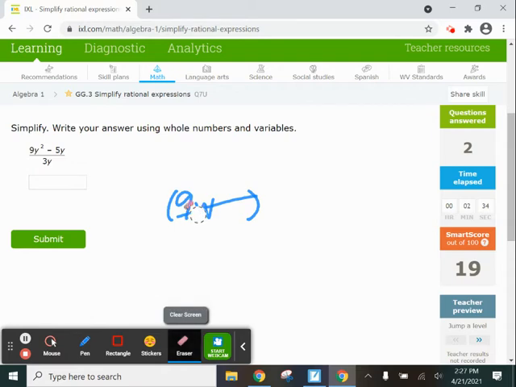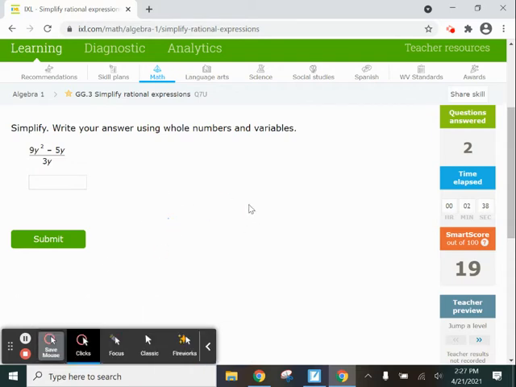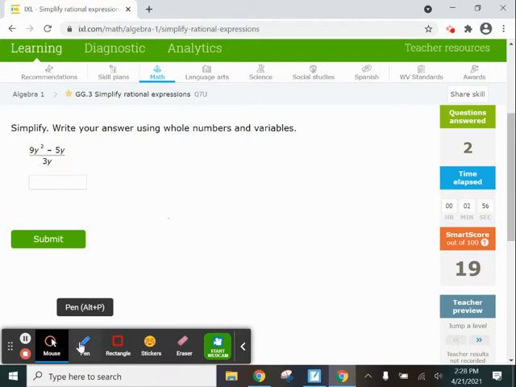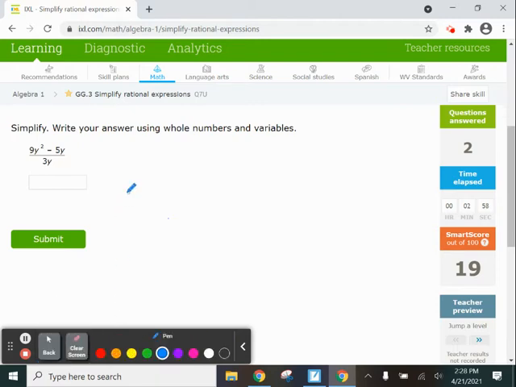This one is going to be very similar. So again, in the top, I can factor out a y. In the bottom, I can't really factor anything, but because there's no plus or minus sign, it's still 3 and y. Those are your two factors in the bottom.